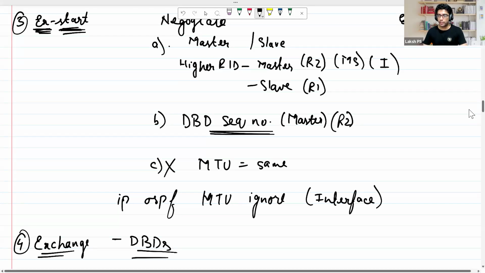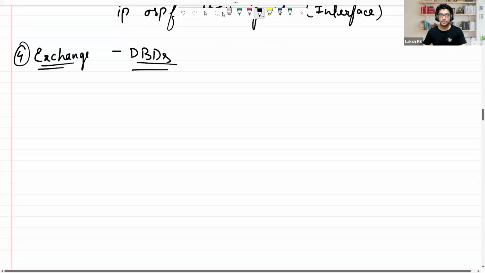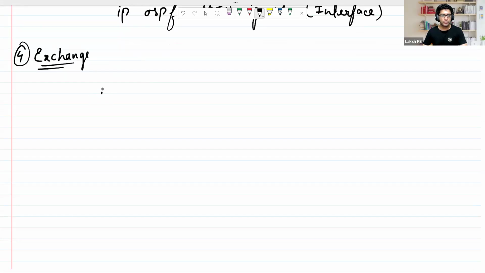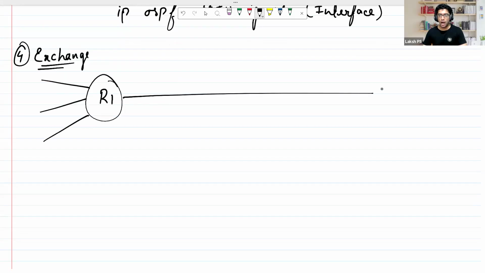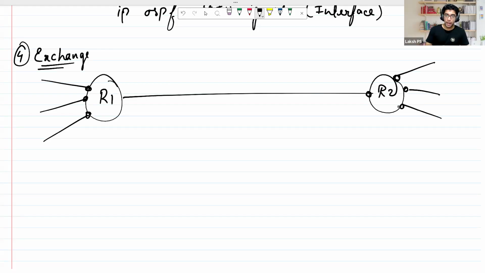Okay. So here what happens? The DBDs are exchanged between the two routers. Let's say R1 has multiple links, right? R2 also has multiple links. So R1 is going to share DBDs about its links to R2. R2 is also going to share the DBDs of its links with R1. That is what you call exchange. However, there is a catch here. As I said, the master and slave election has happened in the ExStart state.